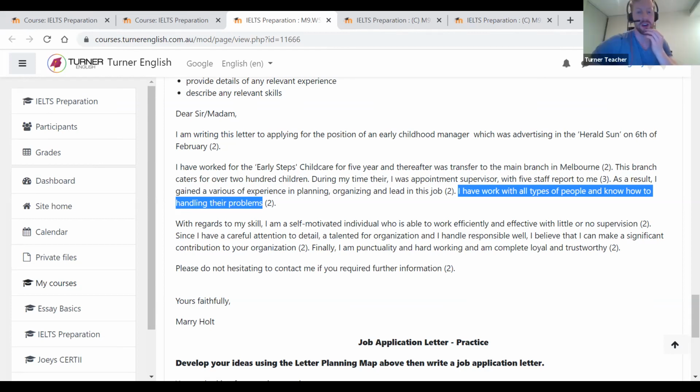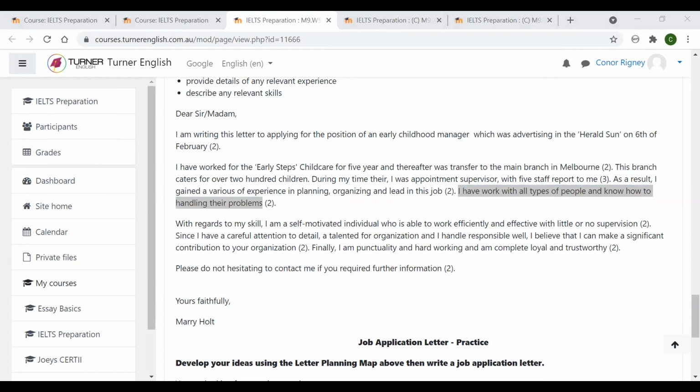Okay, so we have some mistakes there. Worked, yes. "I have work" goes to "I have worked." And the other one: "to handling" should be "to solve the problem."